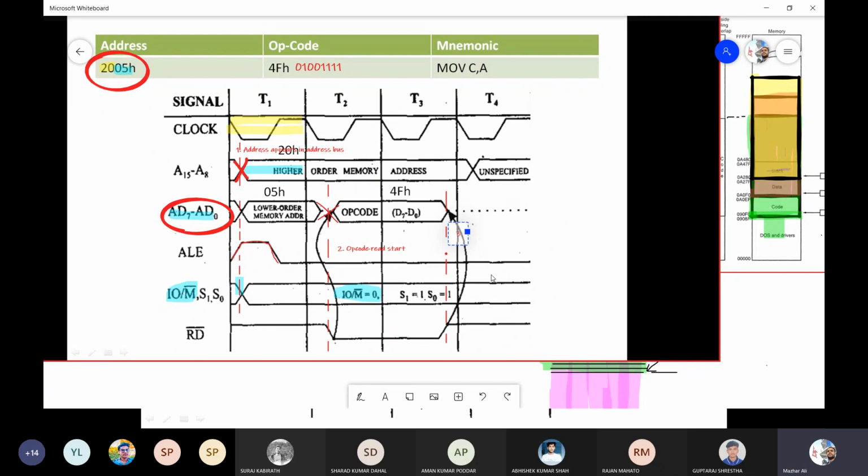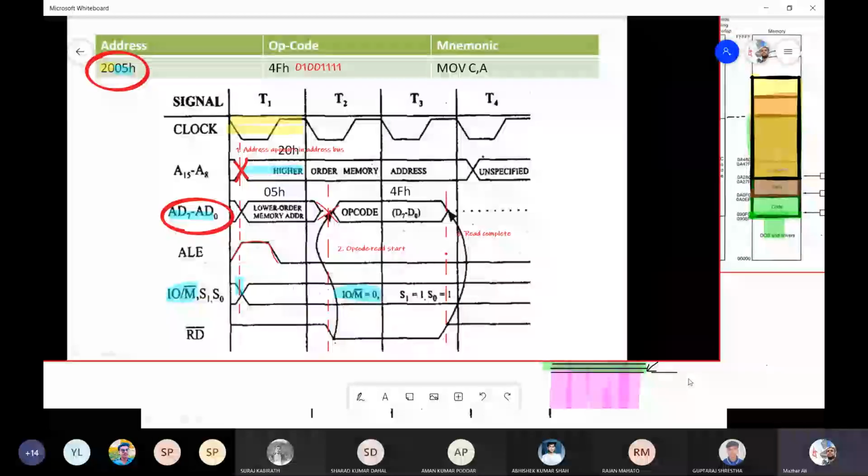Event 3, read complete. So opcode fetch is basically taking how much time? It is taking 3 clock cycles or 3 T states.